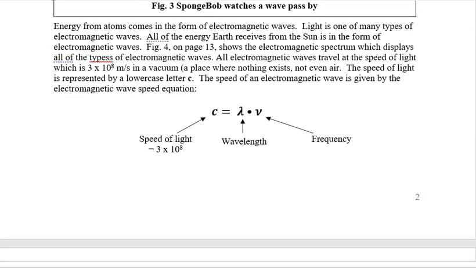Energy from atoms comes in the form of electromagnetic waves. So you may remember that when we talk about energy in chemistry, we're talking about heat or enthalpy, if you remember back to thermochemistry. And that's true for chemistry, but this really isn't chemistry. This is really quantum theory or atomic theory. It's more in line with physics. So the kind of energy we're talking about in this unit is electromagnetic waves.